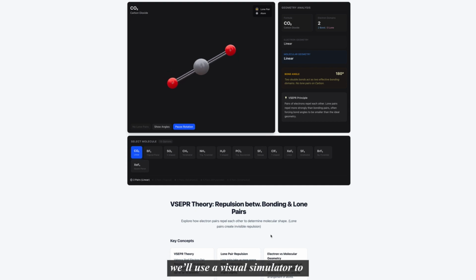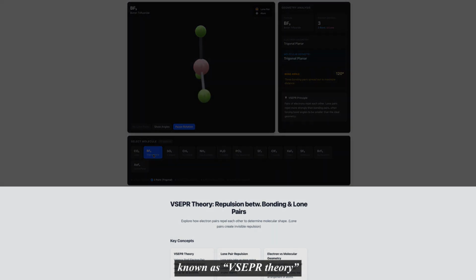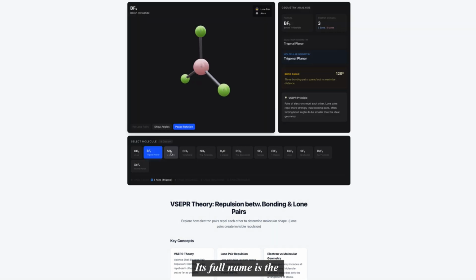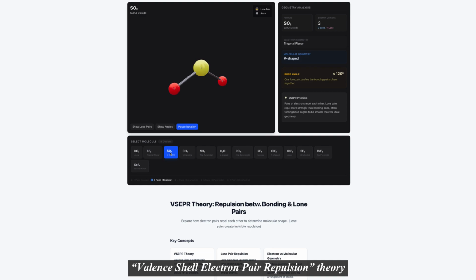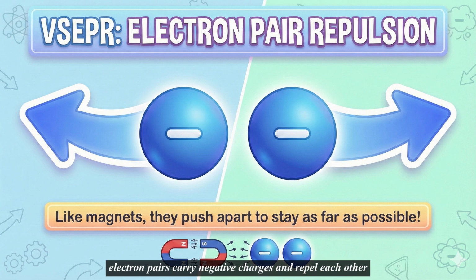Today, we'll use a visual simulator to uncover the invisible force behind molecular shapes, known as VSEPR Theory. Its full name is the Valence shell electron pair repulsion theory. It may sound complicated, but its core idea is simple. Electron pairs carry negative charges and repel each other, so they try to stay as far apart as possible.